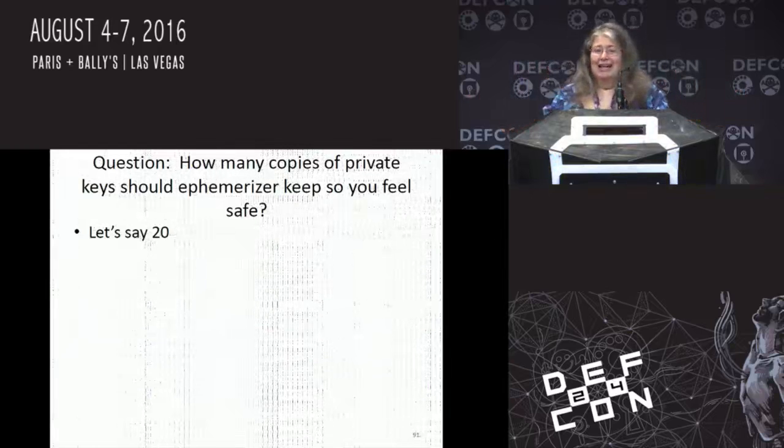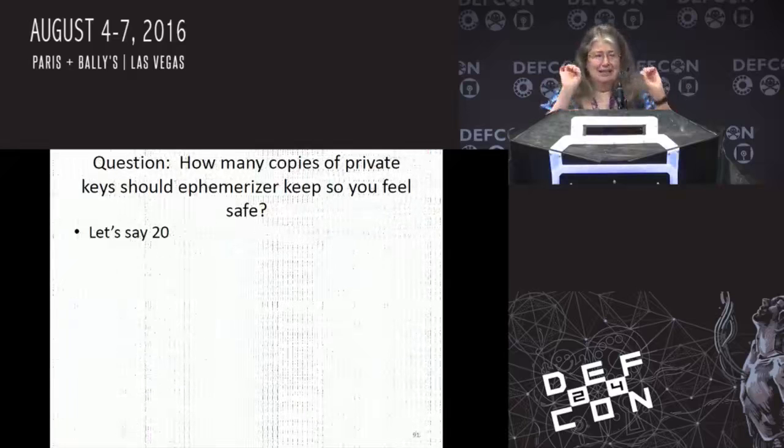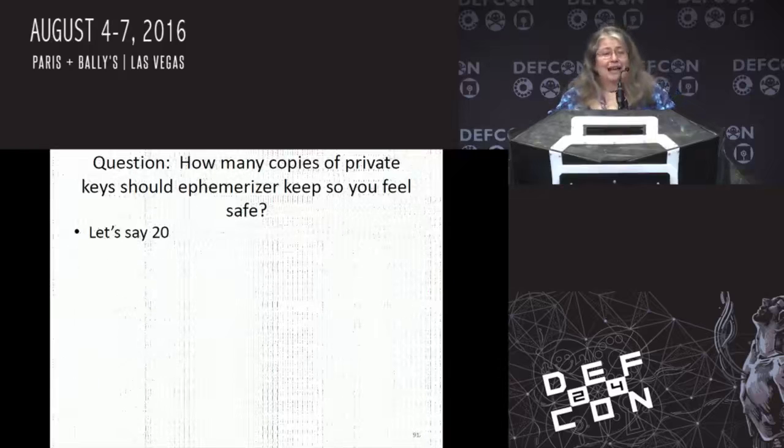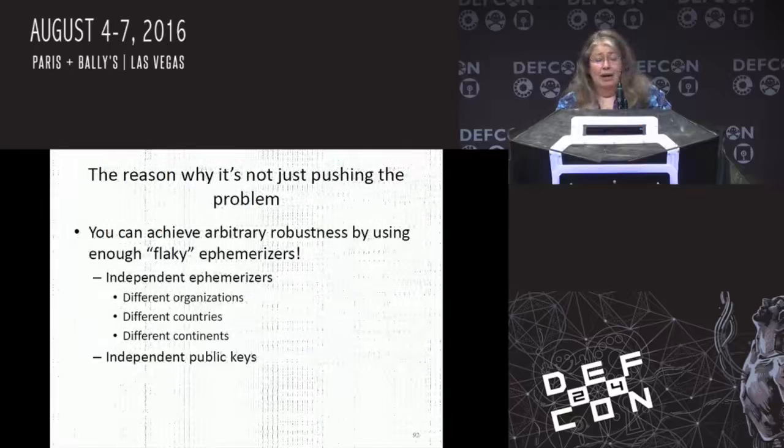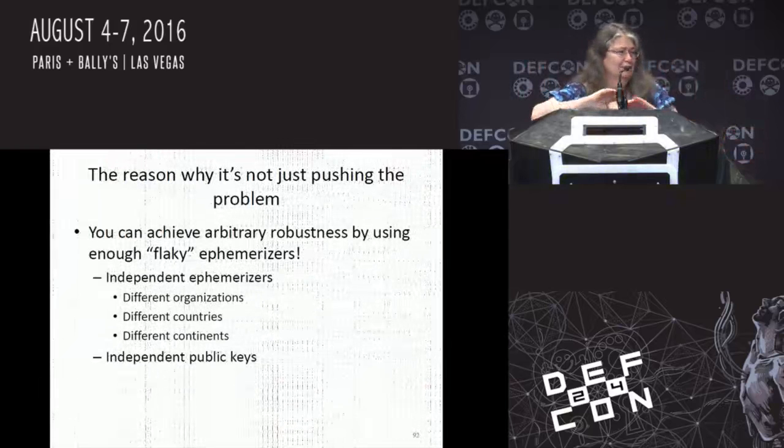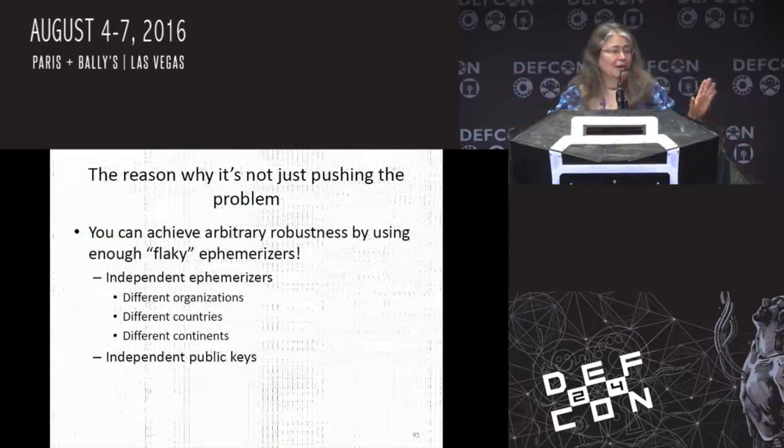Well, the trick is that instead of using a really stable ephemerizer that keeps 20 copies of its keys, it's easier to make 0, to design your system so that there's no copies of your key than it is to limit it to 20. So instead of having an ephemerizer with 20 copies of the keys, you can get exactly the same robustness by using 20 independent ephemerizers with independent keys. The independent ephemerizers can be different organizations, different continents, different countries. They don't know about each other. They don't coordinate with each other.